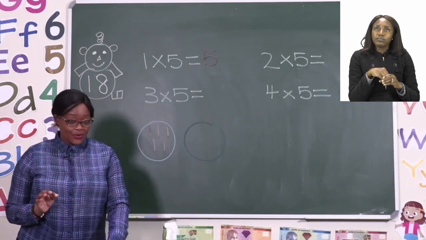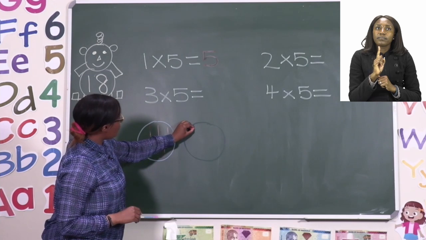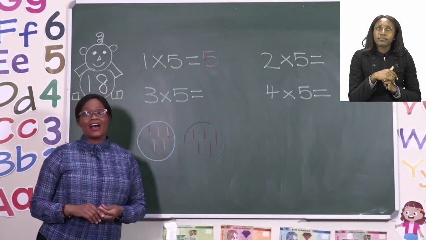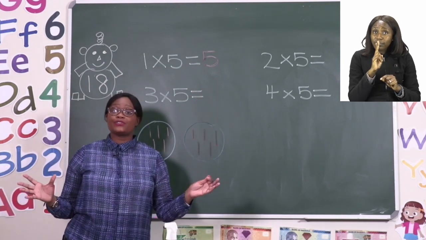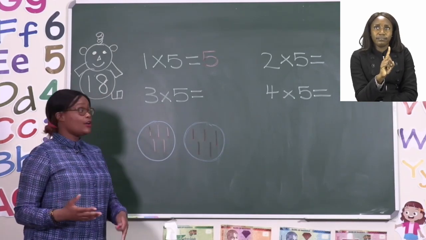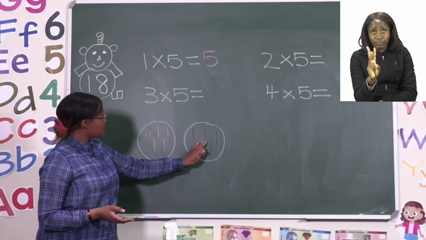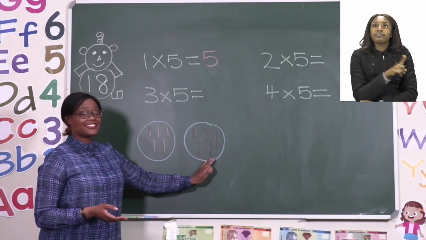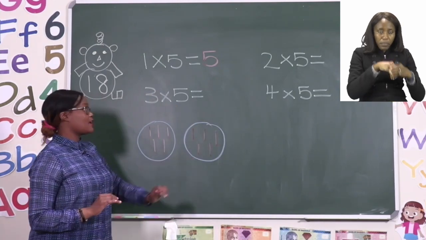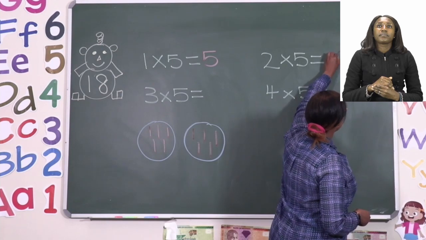And then in that set, we need to draw 5 sticks. 1, 2, 3, 4, 5. Now, for us to get that answer, we need to count what is in both sets, like we are adding. We already know the first set has 5, so we are going to count on 6, 7, 8, 9, and 10. So that means 2 sets that have 5 in each of them will give us 10. So there we go. Very simple.